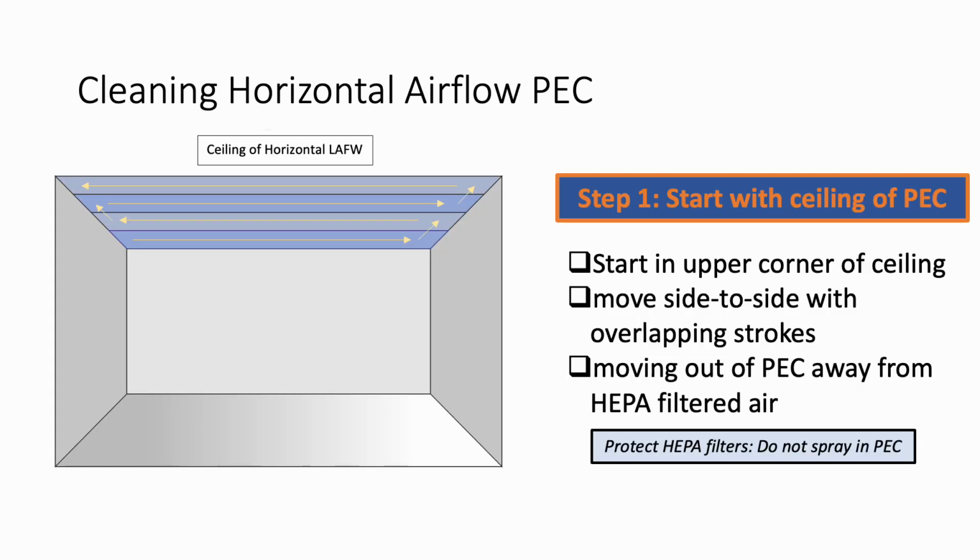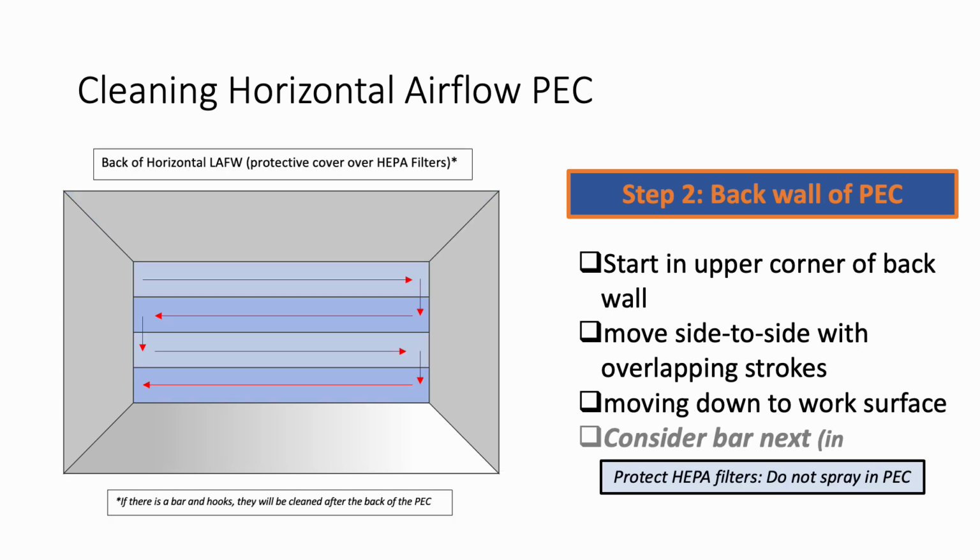As an example of cleaning a horizontal airflow PEC or hood, we're going to start in one of the upper corners of the hood of the ceiling and move side to side with overlapping strokes, moving outward from HEPA-filtered air. Next, you're going to clean the back of the hood, remembering that the grate that you're cleaning is actually protecting the HEPA filter behind it, so you don't want to press too hard. But you're going to start in an upper corner, moving side to side and downward with overlapping strokes. After this is done, usually this would be the best time to clean a bar if a bar is present.